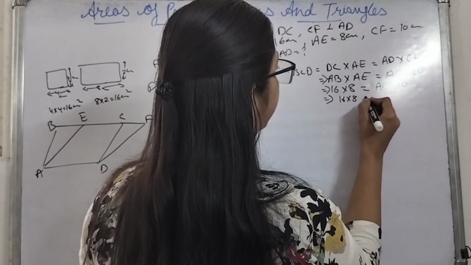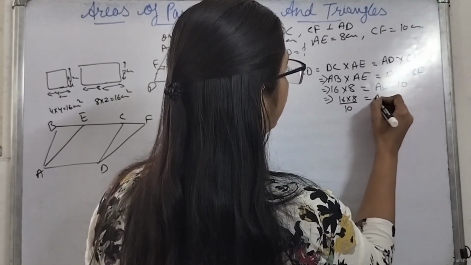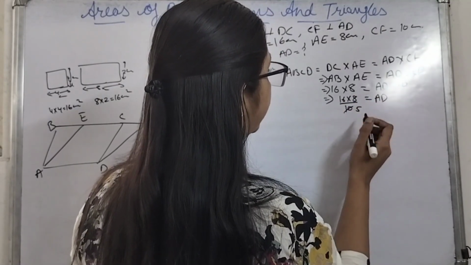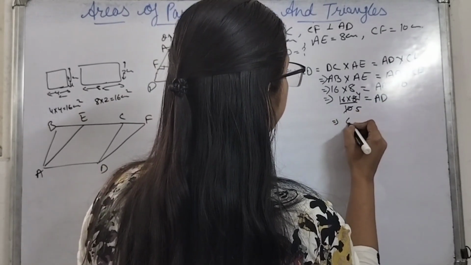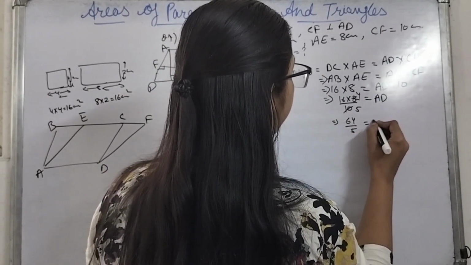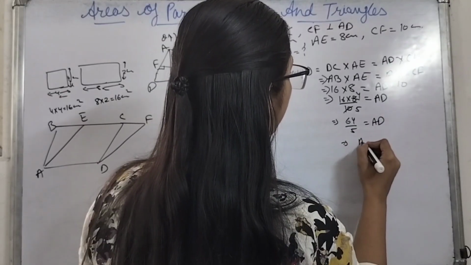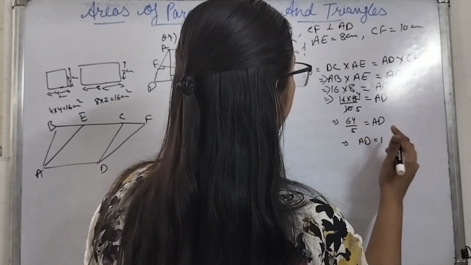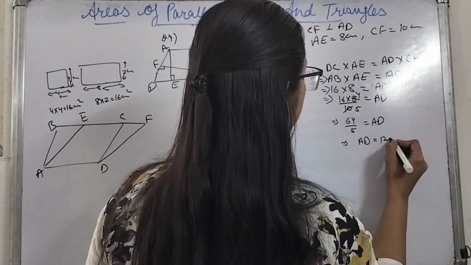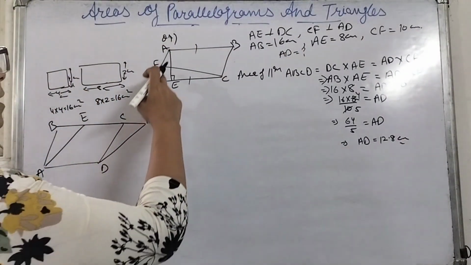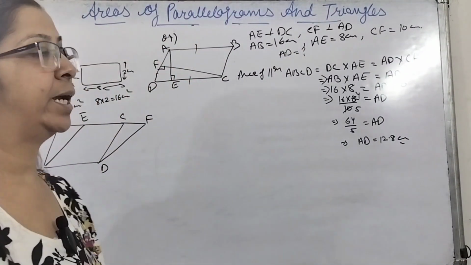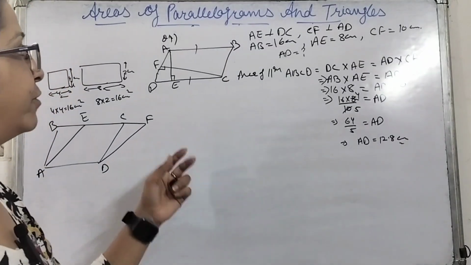16 multiplied by 8, divided by 10, is equivalent to AD. 2 5s are 10, 2 4s, then 16 4s are 64, divided by 5. So AD will be 5 1s are 5, 5 2s are 10, 12.8 centimeter will be AD. The length AD will be 12.8 centimeter. This is how we can find it out.